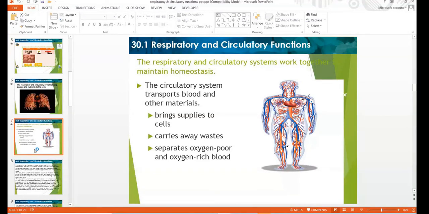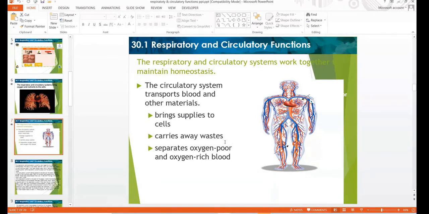As you can see on the slide, the circulatory system, what does it do? It transports blood and other materials to various cells in your body. This is the circulatory system, which is in red. It brings supplies to the cells. It carries away the waste from the cells and separates oxygen-poor and oxygen-rich blood. You can see the arteries in blue and veins in red over here.